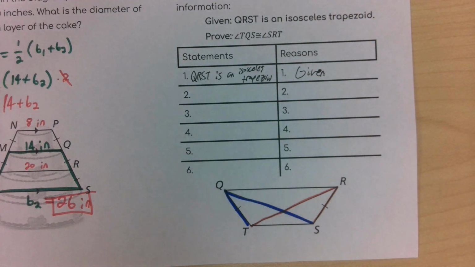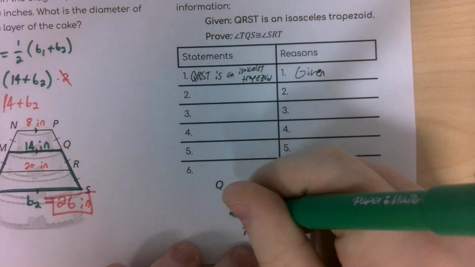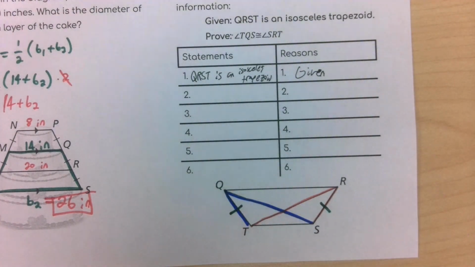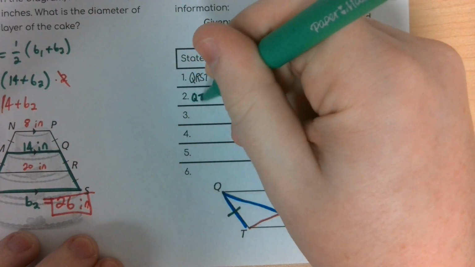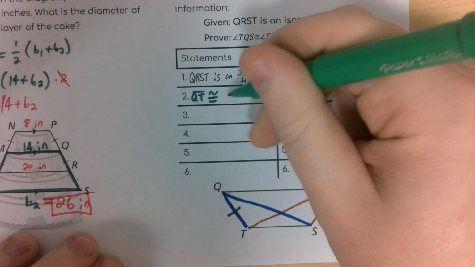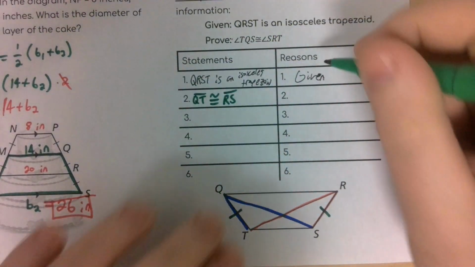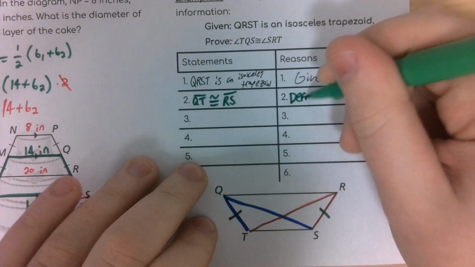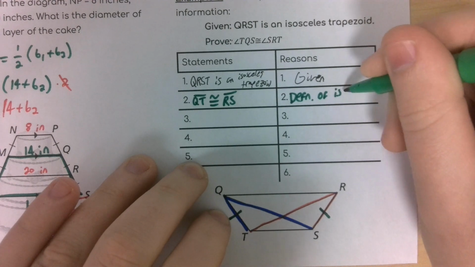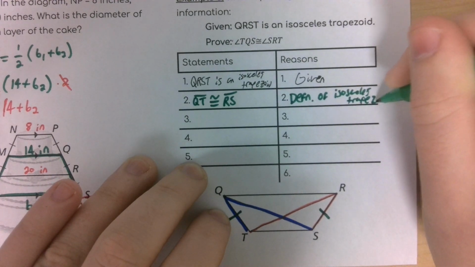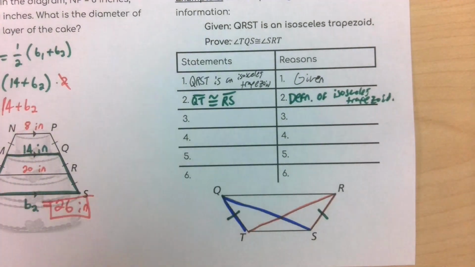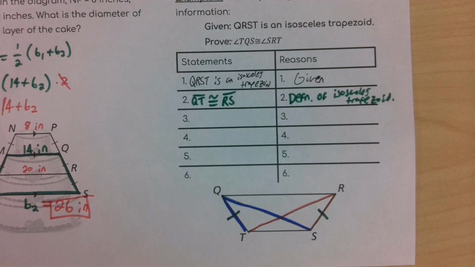Anytime you're given a definition, you should always use that definition. An isosceles trapezoid's definition is that the two legs are congruent, so we can say that QT is congruent to RS because of the definition of an isosceles trapezoid. Nice. Right away we might notice something a little bit interesting.